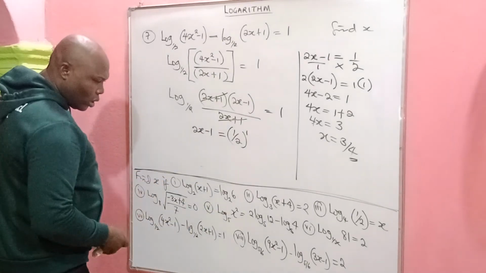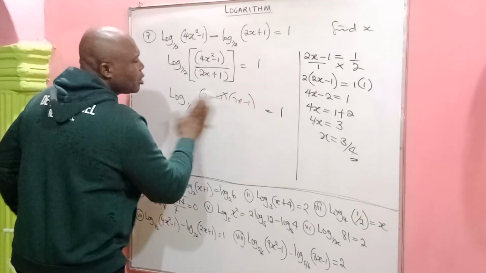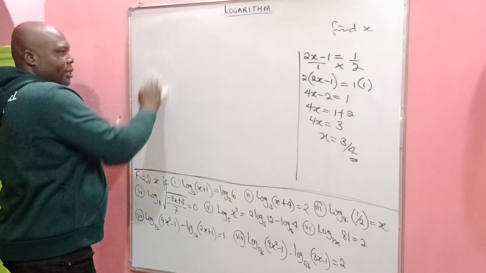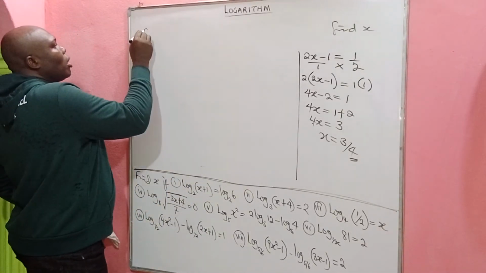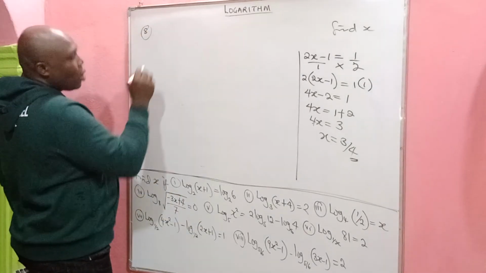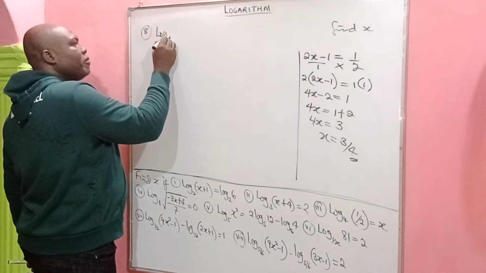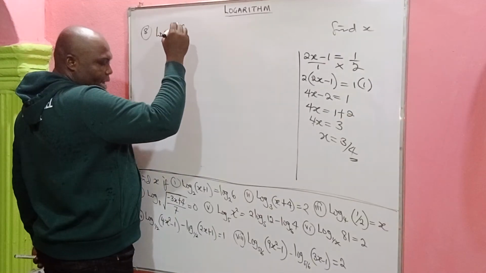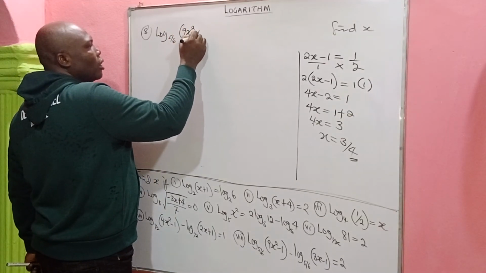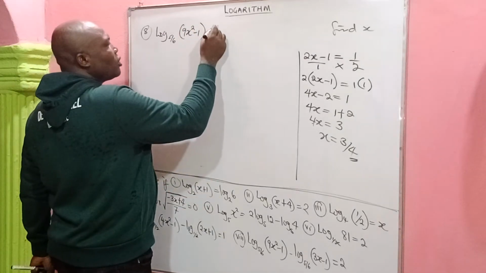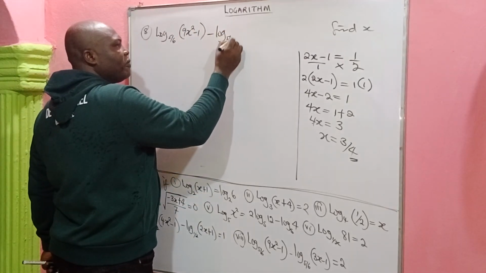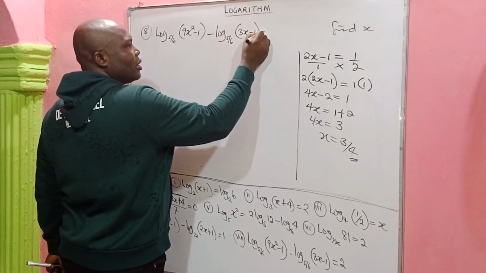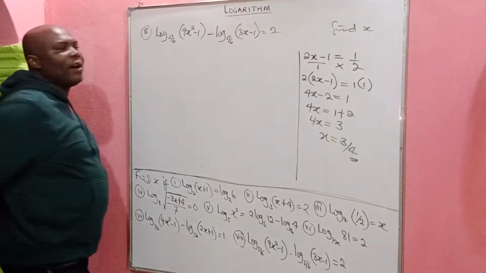We take the last one, which is number 8. Alright, now number 8. So we're told that log to the base of 5 all over 6, that's the base. Now the log itself, we have 9x squared minus 1, and then we have minus log to the same base of 5 over 6 of 3x minus 1. They say this equals to 2. We should find the value of x.